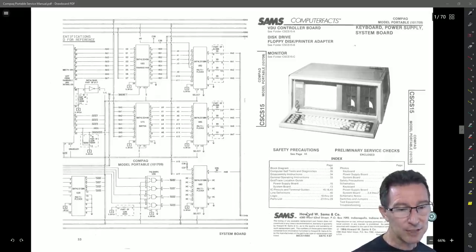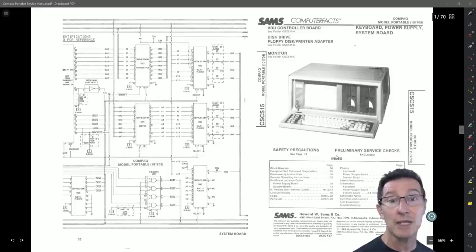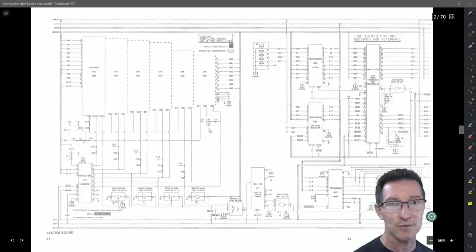So anyway, Howard W. Sams & Co. Computer Facts. And we'll see why this being a Howard W. Sams & Co. schematic is important in a minute. Printed in the United States of America. Oh, you can't see that, but printed in the United States of America.